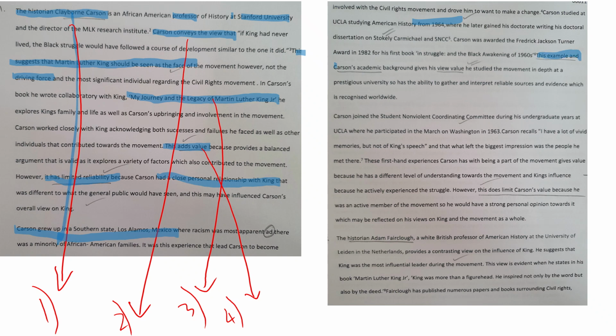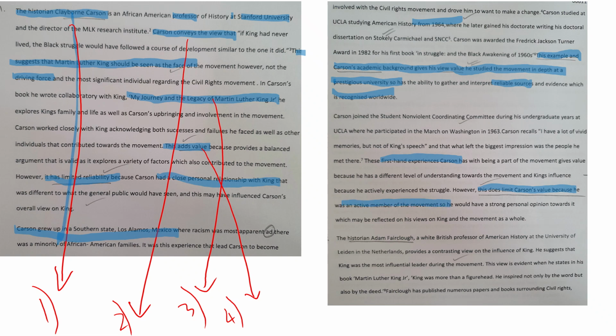This example of his academic background gives his view value as he studied the movement in depth at a prestigious university. He uses reliable sources and he's recognised worldwide. So that's the next element. Carson joined the SNCC, so there's a bit more context here. His first-hand experiences of being within the movement means that it limits Carson's value because he was an active member of the movement there and then.